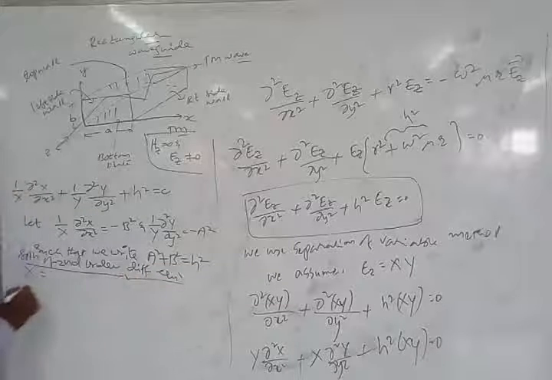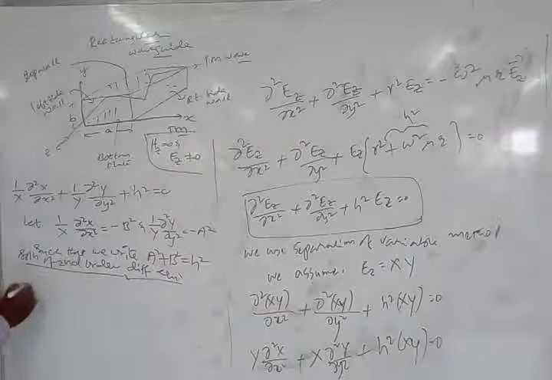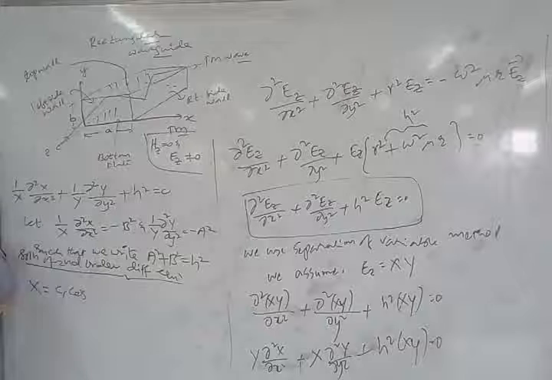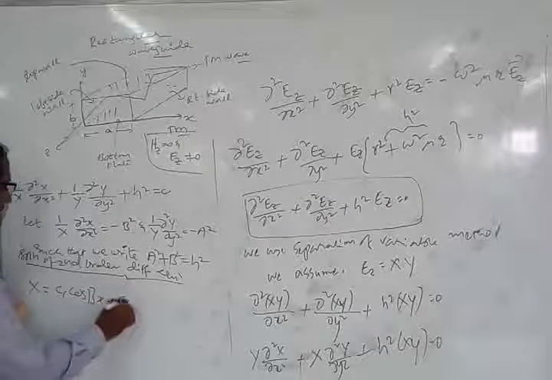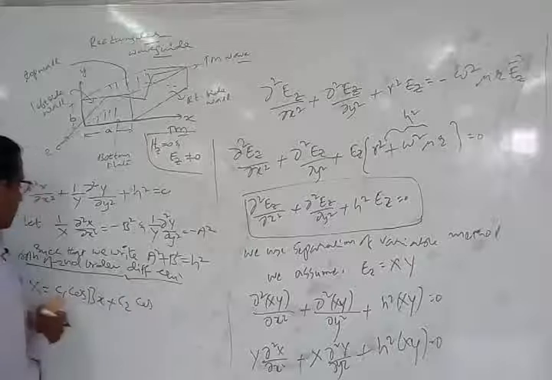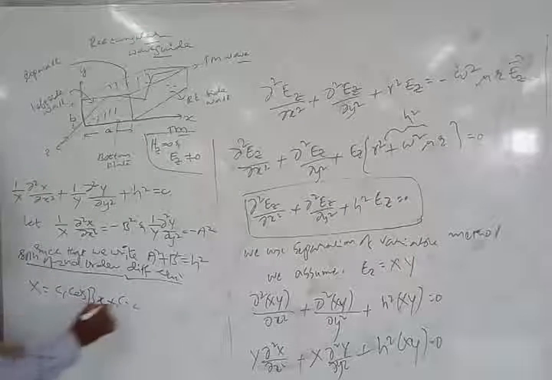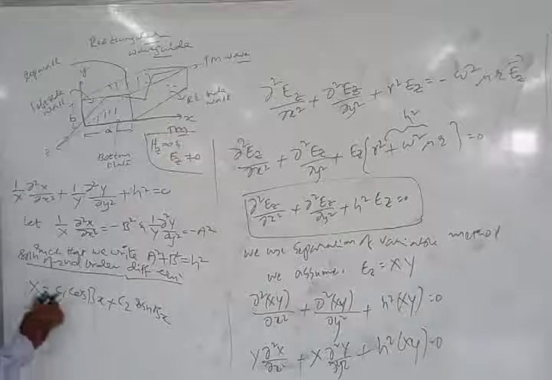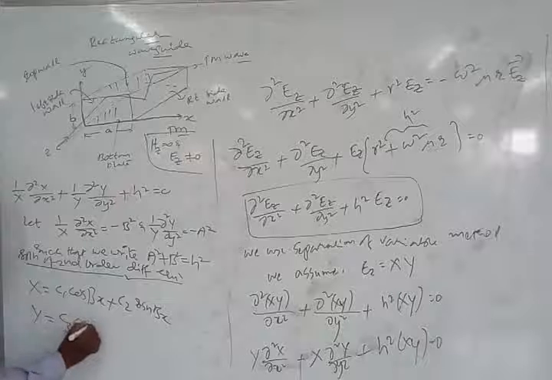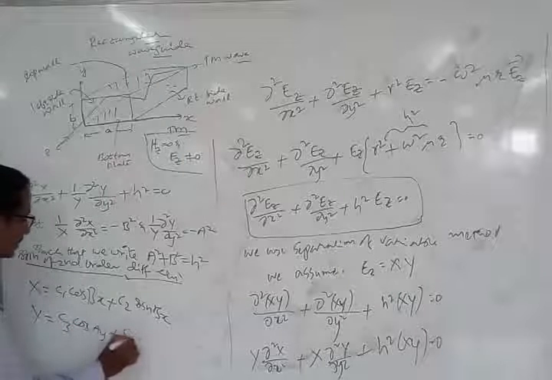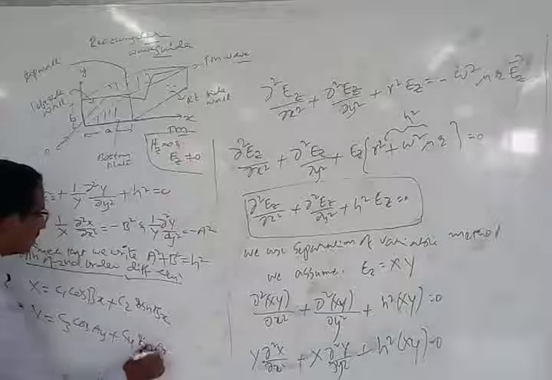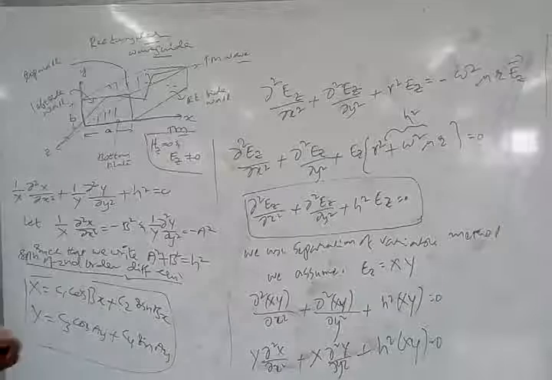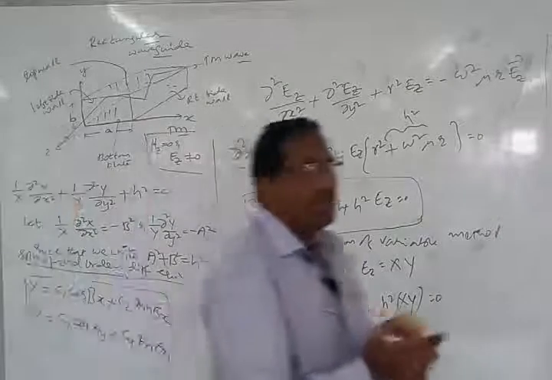X is equal to C1 cos bx plus C2 sin bx, and Y is equal to C3 cos ay plus C4 sin ay. So these two forms are the solutions for X and Y of the second order differential equations. Now how do we solve this equation?